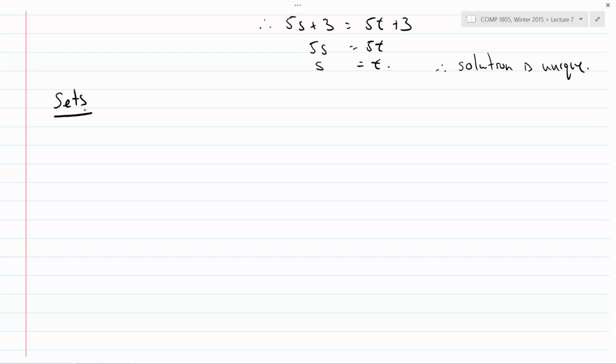We've actually talked about sets quite a bit already, even though we haven't explicitly said what they are. I think most people have a good understanding of what a set is. For example, the universe of discourse that we've been dealing with is a set. A set is an unordered collection of objects.